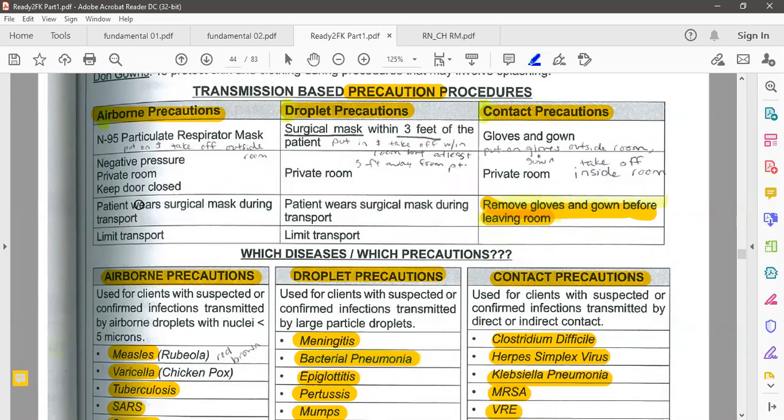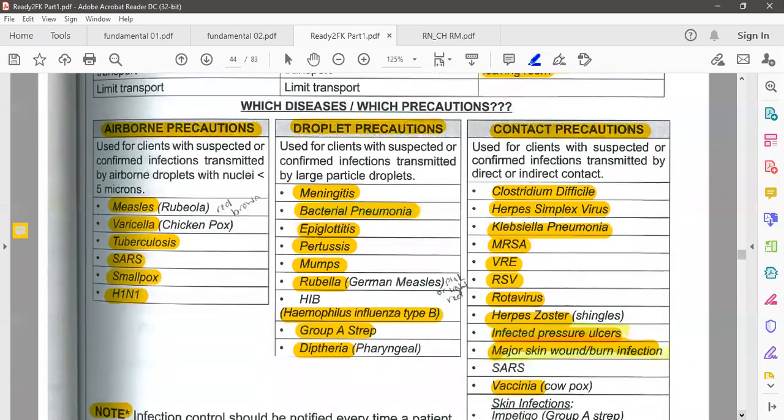Like if a patient is diagnosed with tuberculosis, which is an airborne disease, and the patient needs to be transferred to the radiology department for a chest x-ray, at that time the patient must wear a surgical mask. And also, without any reason, it is better not to leave the patient room. Limited transport, right? So if the NCLEX board asks which one is an example of airborne disease, the answer is measles, tuberculosis, varicella, SARS, smallpox, or also H1N1.